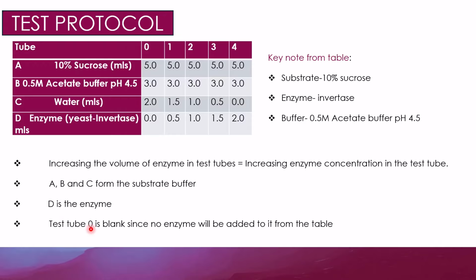Test tube 0 will be used as the blank since no enzyme is added to it from the table. As you can see, in an enzyme substrate reaction, the reaction will only occur in the presence of a substrate and an enzyme. But in test tube 0, there is no enzyme added, so there will not be any reaction. Therefore, the first test tube, labeled 0, will obviously be used as our blank in the test protocol.